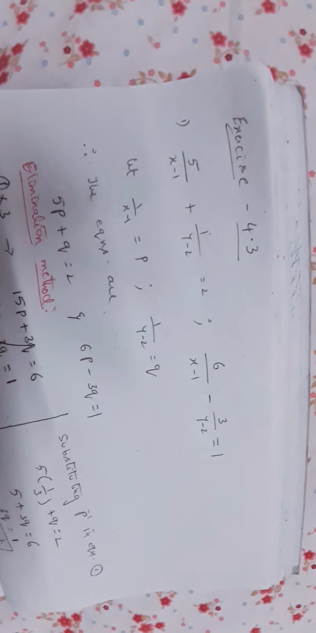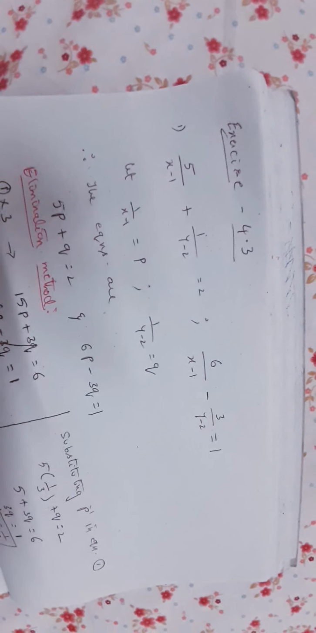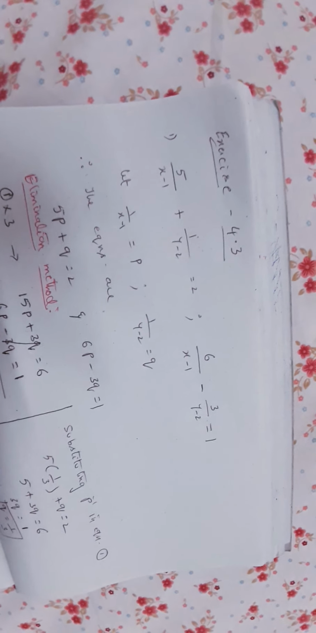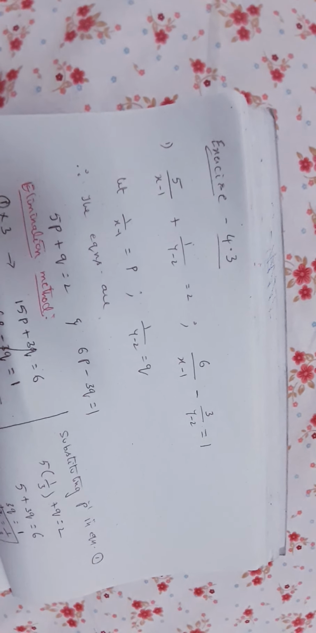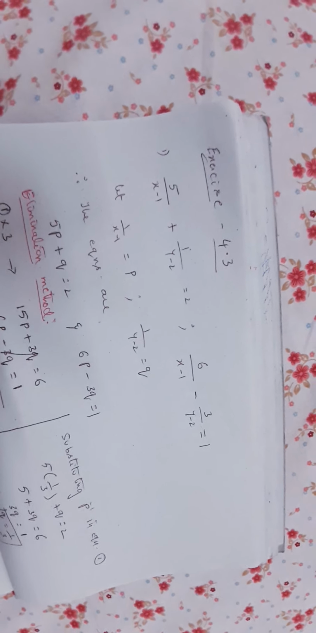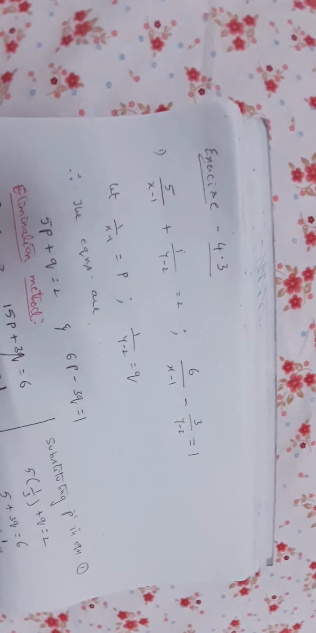So you have 5 by x minus 1 plus 1 by y minus 2 where your variables are in the denominator. That means the exponents of the variables are negative, minus 1. But what is the general form of a linear equation? ax plus by plus c is equal to 0, where the exponents of x and y are positive 1.